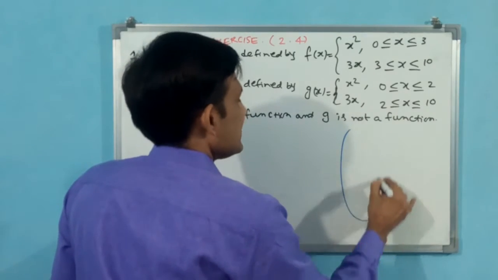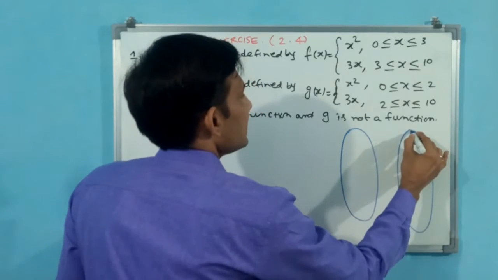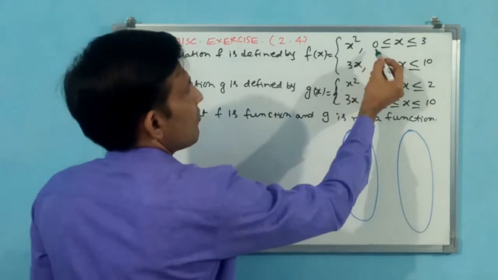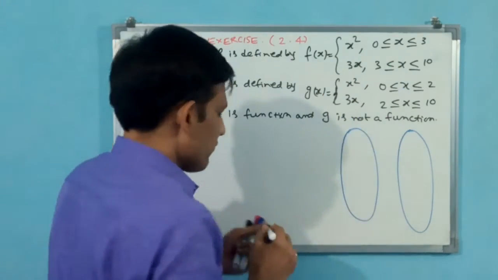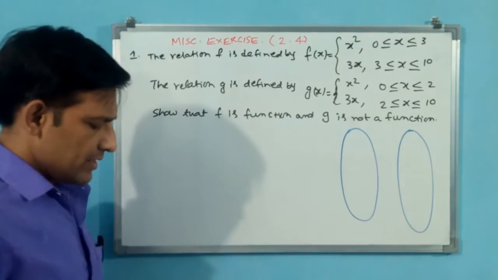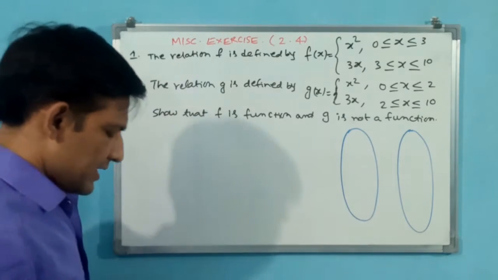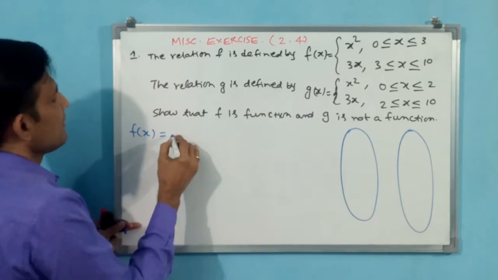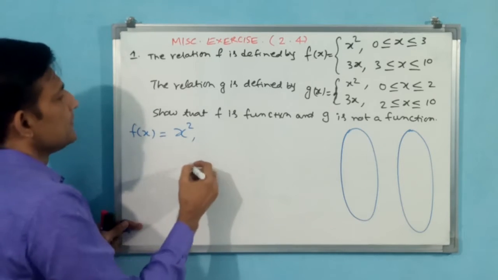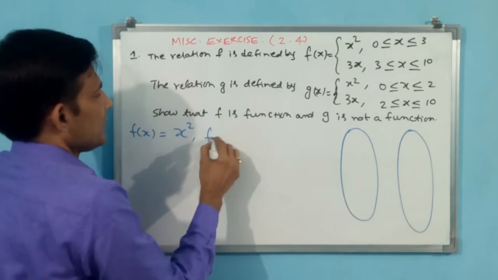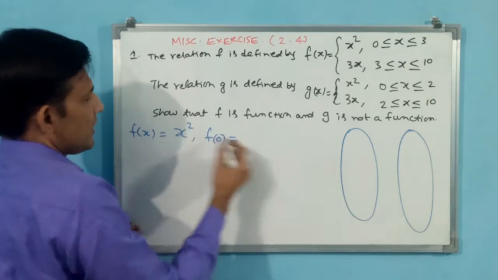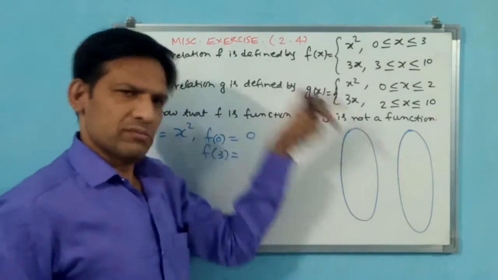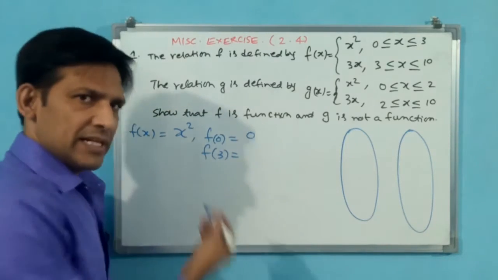Now see, I am writing like this. Before drawing, let us write the elements. See how I am doing this. Let me take f of x first. f of x is equal to x square. f of 0 is equal to 0 square, which means 0. f of 3. Even you can take 1, 2 also, but it is going to become bigger and that is not going to help us. Let us see these only.